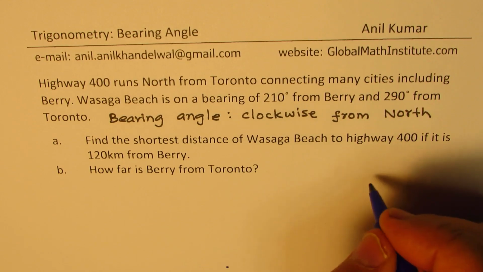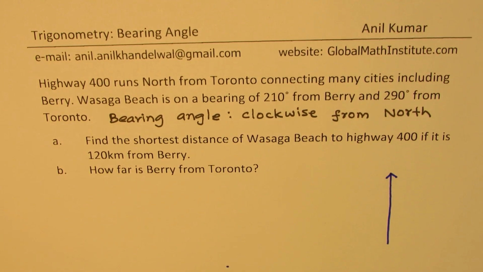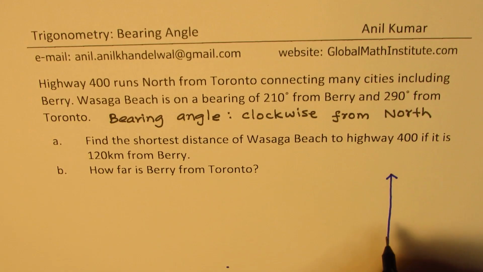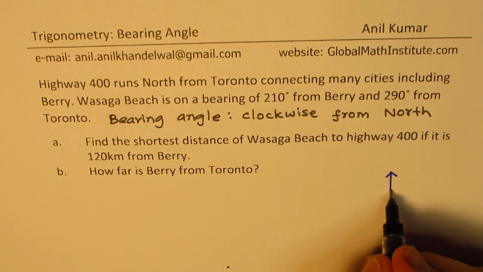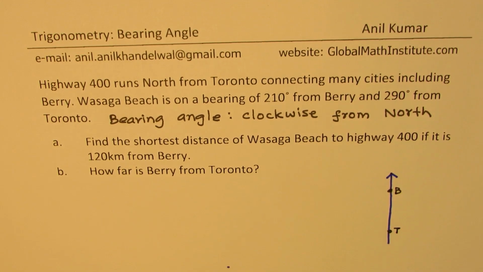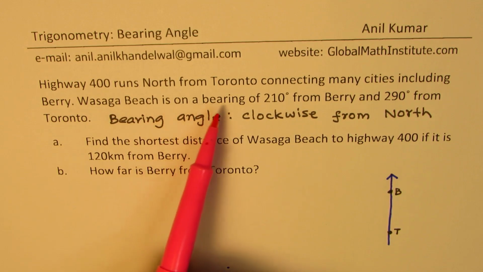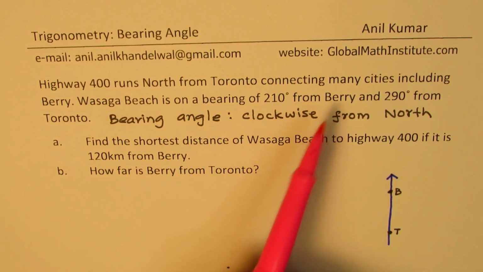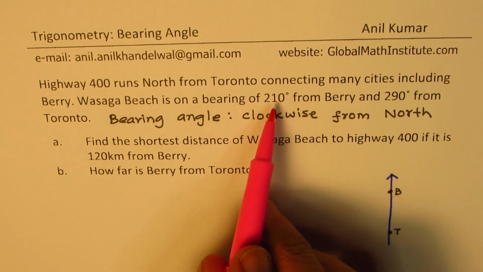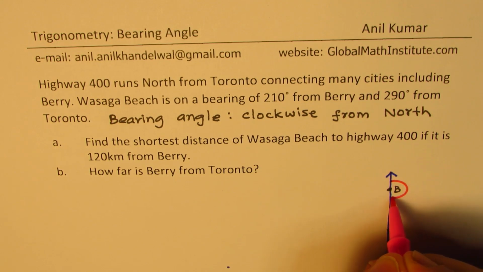So we have the 400 highway which is going north. On this highway we have 2 points. One we are saying Toronto, the other one we are saying Barrie. So that is Barrie for us and this is Toronto for us. Now it says that Wasaga Beach is on a bearing of 210 from Barrie. So 210 means 180 plus 30, right? So from here we go clockwise 210, kind of like this. Do you see that? So that becomes 210.